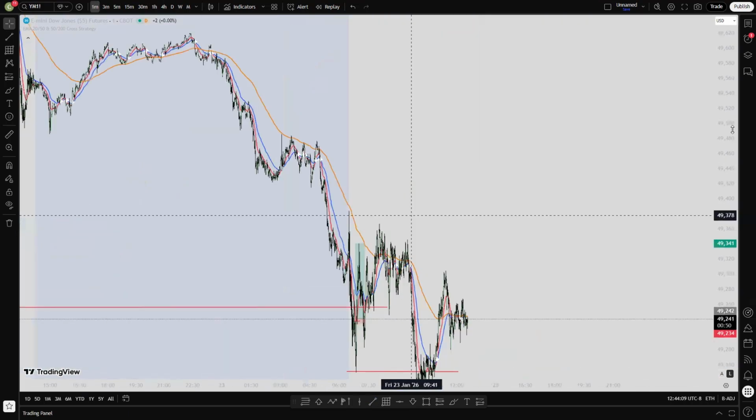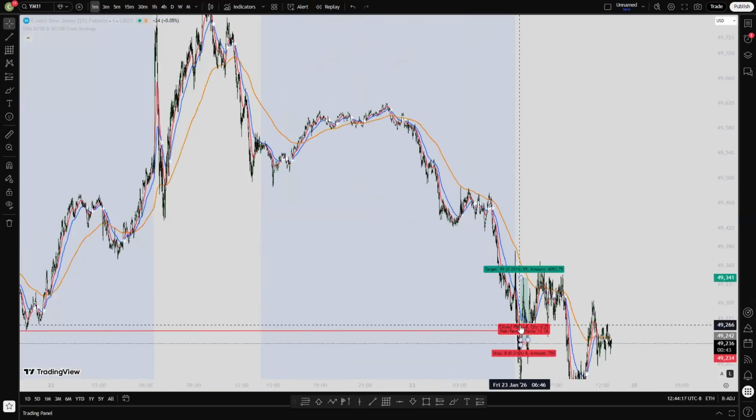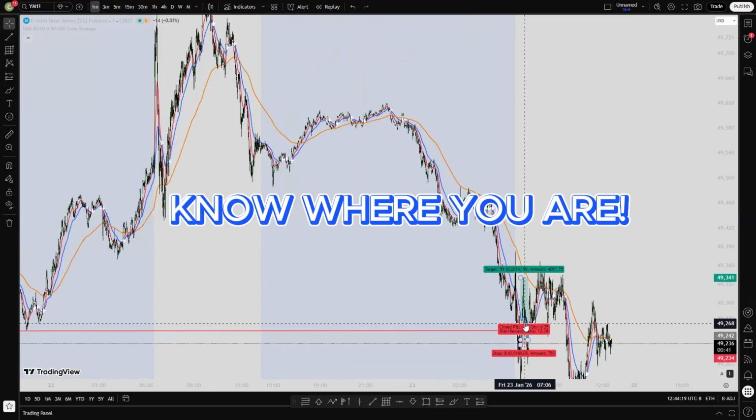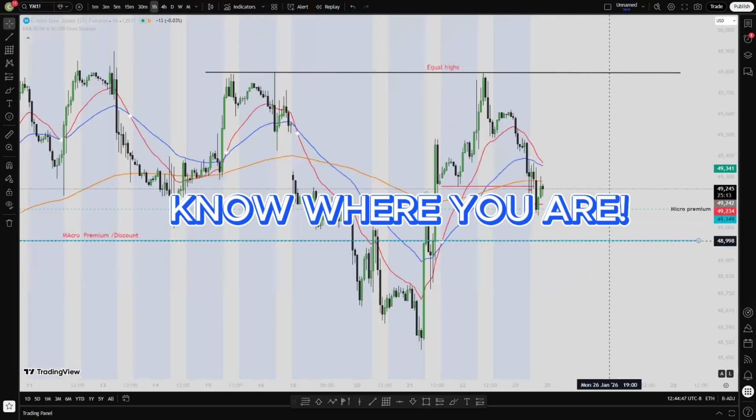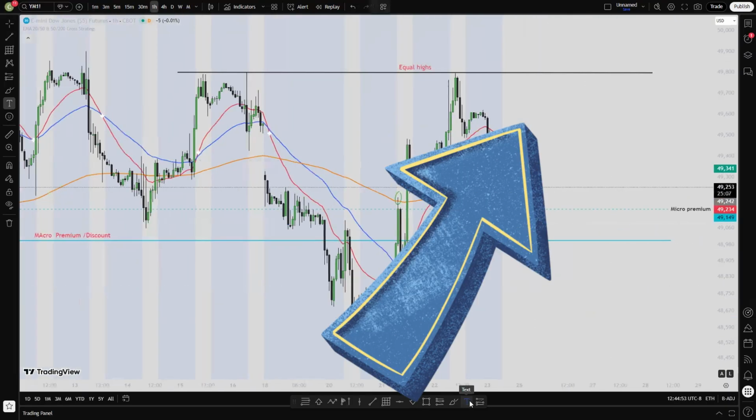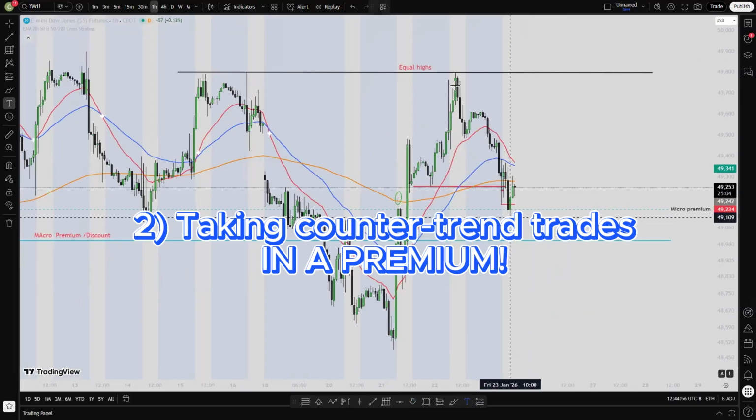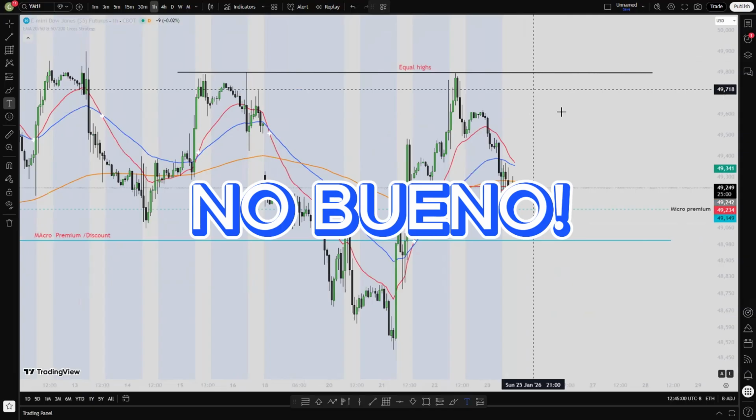First of all, you have to know where you're trading. You are trading in a premium zone. You're trading in this premium above these lines here. So number one, you're trading in a premium. Number two, the trend is down. So you have a downtrend in a premium.